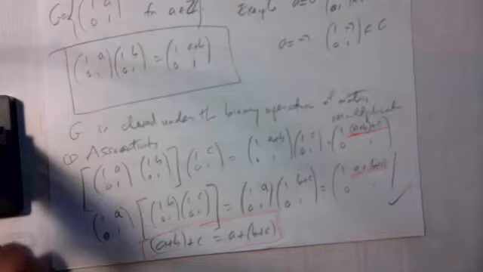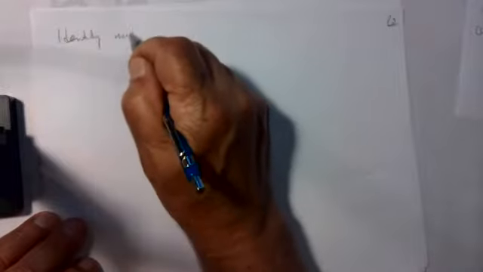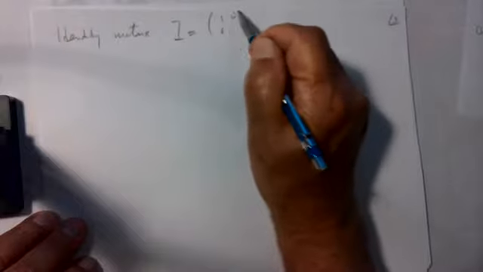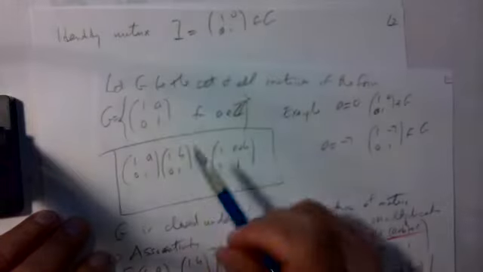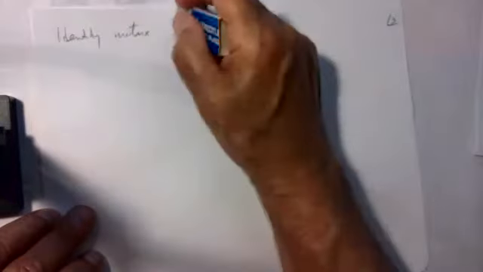Okay. All right, that's associativity. What about an inverse? Well, the identity matrix I, which is 1, 0, 0, 1, is in G. This is just the matrix where a is 0. So this is in G. And you can check, or let's call it E. So it's, well, I'll call it I. It's more traditional.